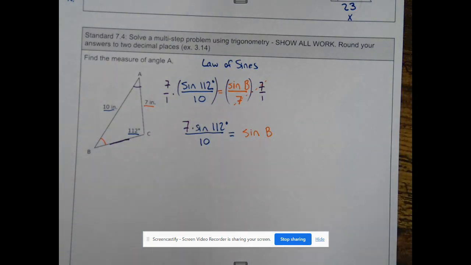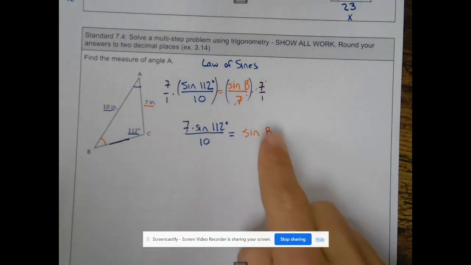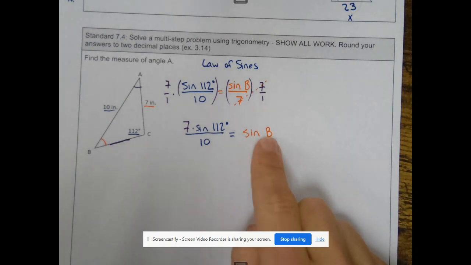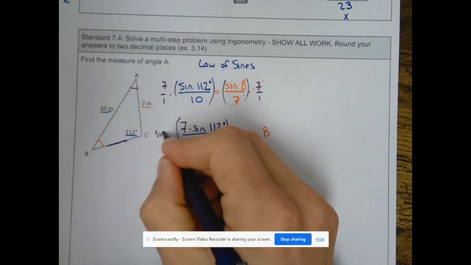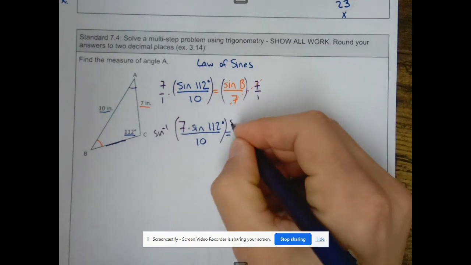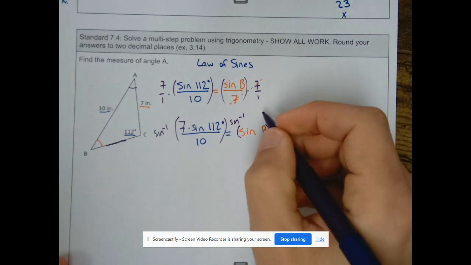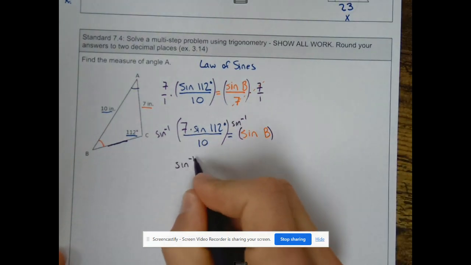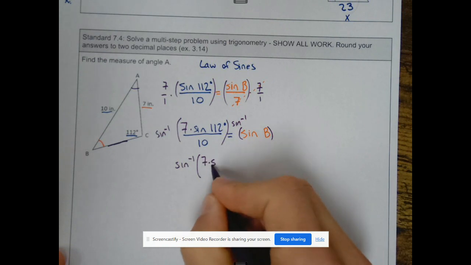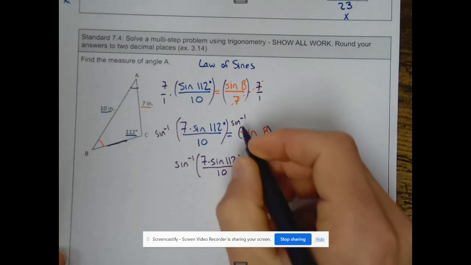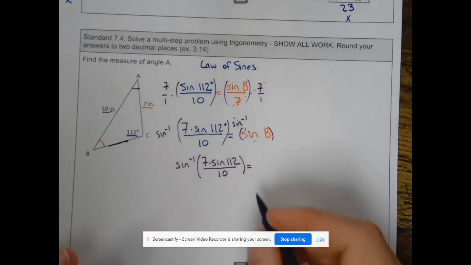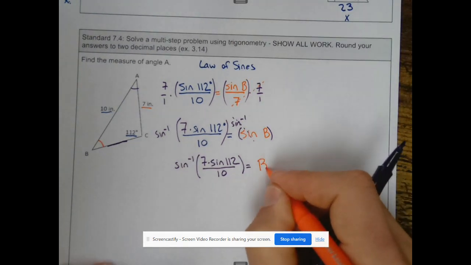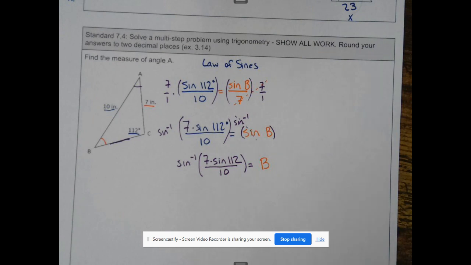Now, how do we undo this? How do we get to just B? Whenever you're solving for an angle, what do we need to use? We need to use inverse trig. So we're going to take the inverse sine of both sides. So what does that look like? That means we have the inverse sine of 7 times the sine of 112 degrees divided by 10 equals, those two cancel. The inverse sine undoes the sine to leave us with just angle B. All right, leaves us with just angle B.